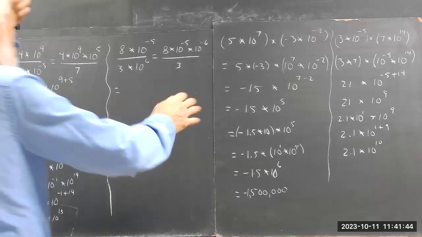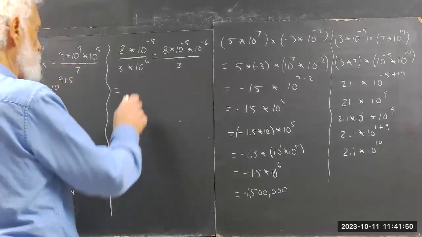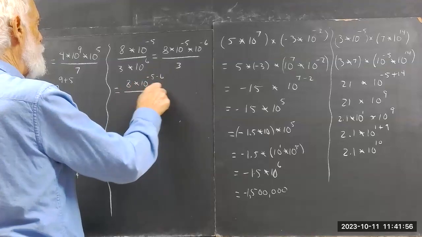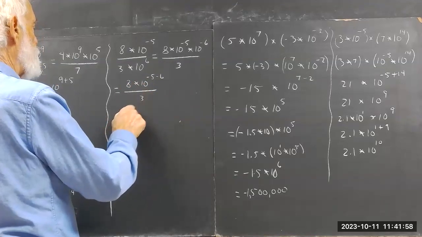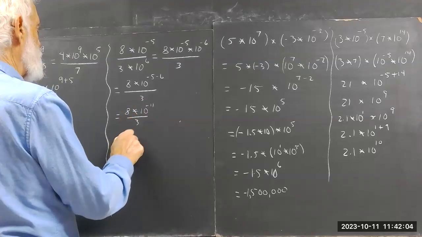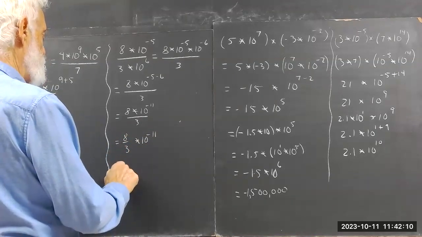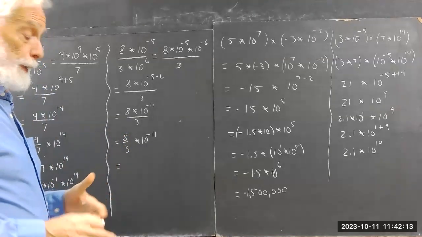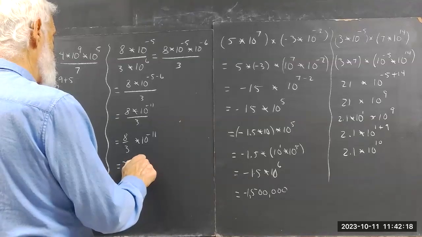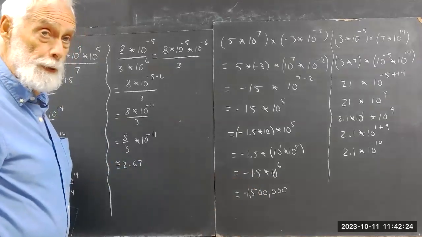Okay, so I think we did pretty well with this. Let's just get it down here so everybody has it for reference. This is 8 times 10 to the negative 5 minus 6 over 3, which is 8 times 10 to the negative 11 over 3. And that's just 8/3 times 10 to the negative 11th. 8/3 is between 1 and 10, but we're going to write it out as a decimal. It's 2.67 approximately. It's actually 2.6666 repeating.